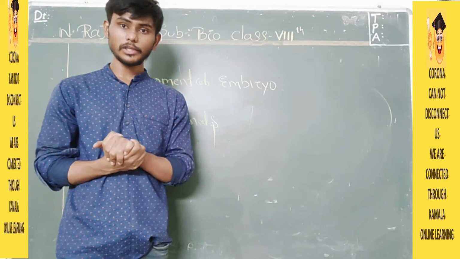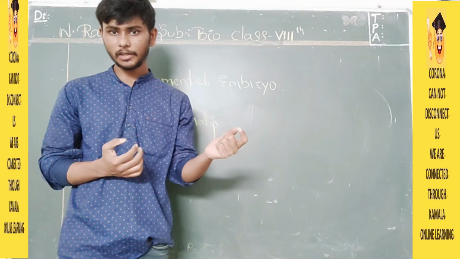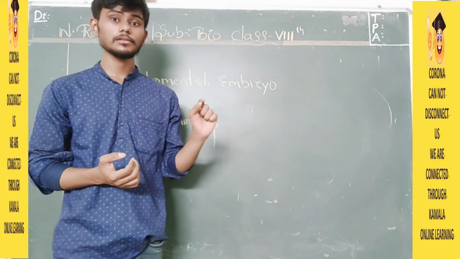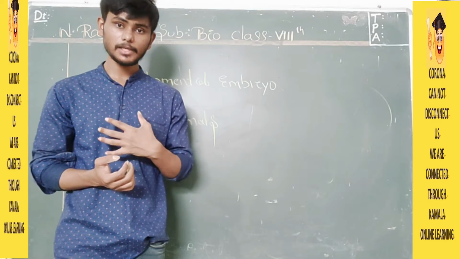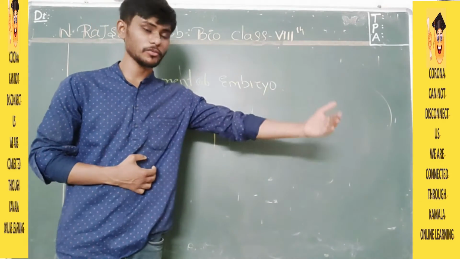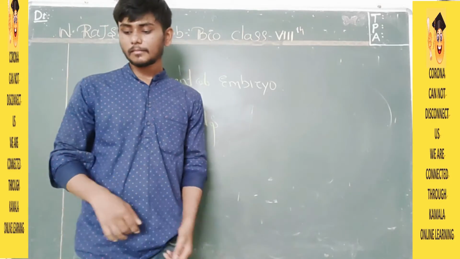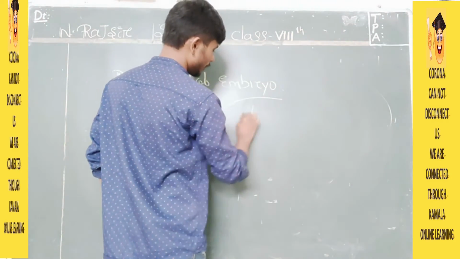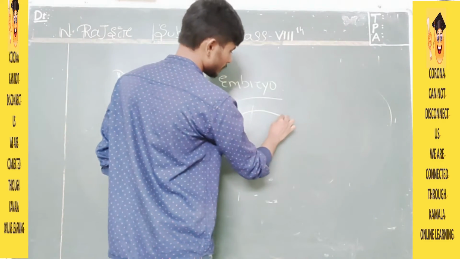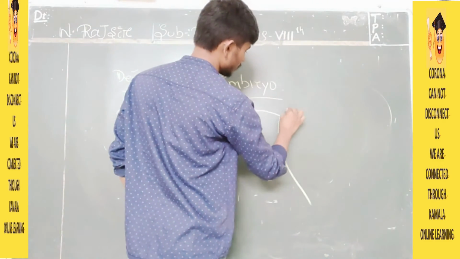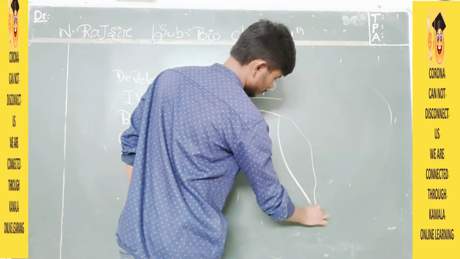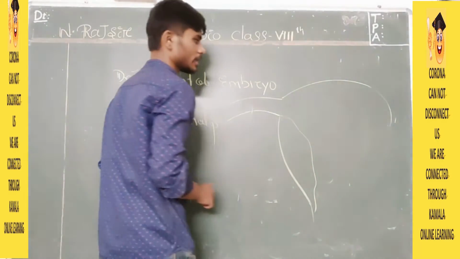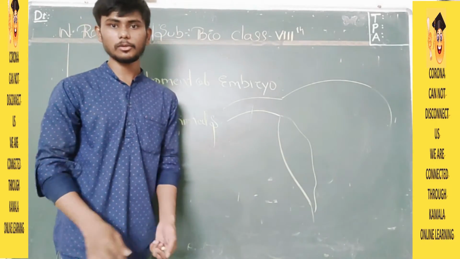So fertilization is of two types, as I explained to you. First one is internal fertilization, second one is external fertilization. Internal fertilization happens inside the body of the female, external fertilization happens outside the body of the female. Okay, so here, as you all know, this is your fallopian tube, and this is your uterus part. I won't draw the complete diagram, but this is what the part looks like.